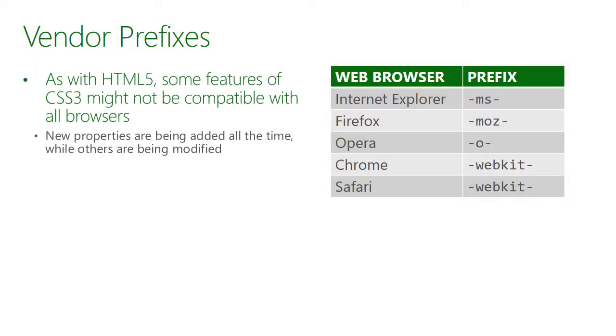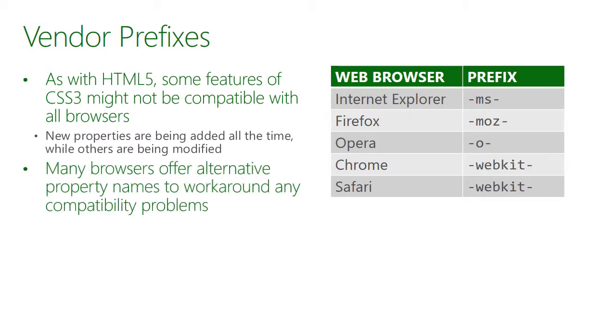Vendor prefixes. Although these are not used quite as much as they were a few years ago, you do still come across them from time to time. So as with HTML5, some features of CSS3 might not be compatible with all browsers. New properties are being added all the time, while others are being modified. So many browsers offer alternative property names to work around any compatibility problems. So this ensures that a certain feature will work with that particular browser.